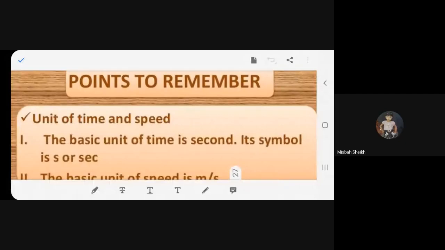Zainab Rupani. Okay, Zainab Rupani. Start. Okay, ma'am.